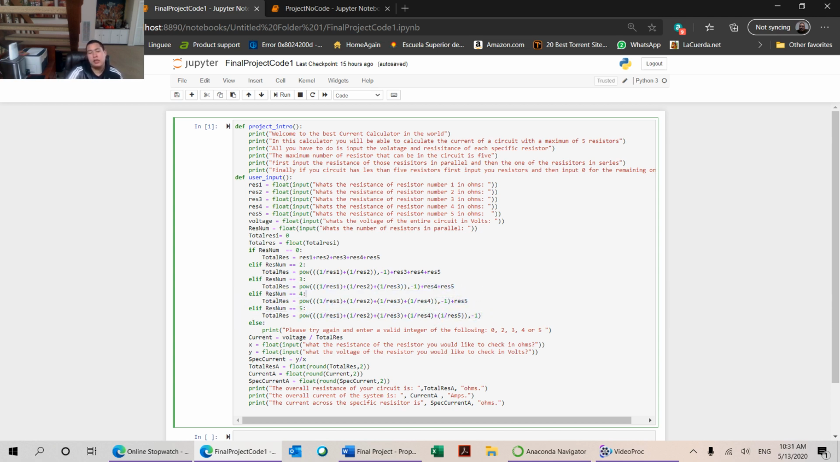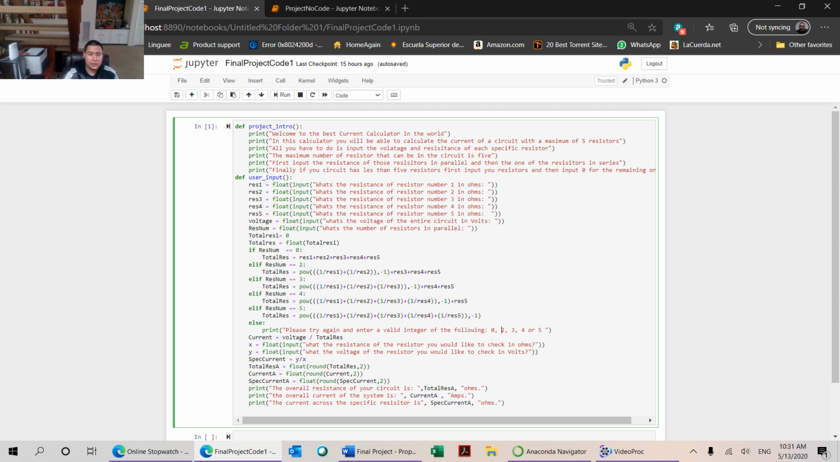Now, if something happens and I don't input a number between 0, 2, 3, 4, or 5, I will get this message and an error message because it just doesn't work. It's telling you, please try again and enter a valid integer of the following: 0, 2, 3, 4, 5. 0 meaning there's no resistors in parallel. There's no 1 because you can't just have one resistor in parallel. You need to have at least 2. So 0, 2, 3, 4, or all 5.